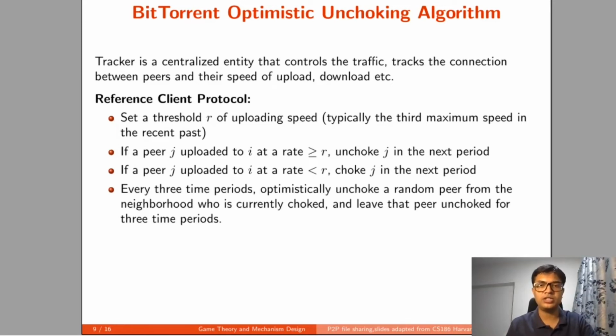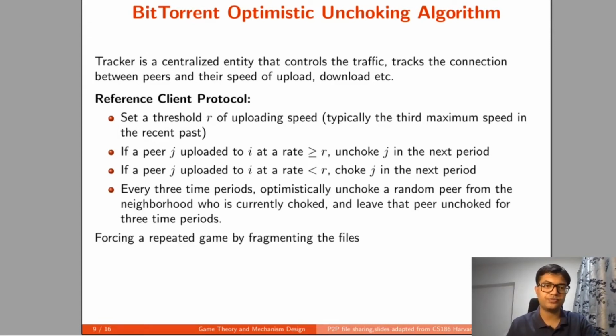How it unchokes is essentially a heuristic, but the way it does is, after 3 time periods, a peer optimistically unchokes some other random peer from its neighborhood who is currently choked, and leaves that peer unchoked for 3 time periods, and then chokes again, and keeps on doing this until it comes to the first state where it has a sufficient amount of file which it can upload, and then it will move it to that unchoked state if it is above R. If it is less than R, then it will be choked.